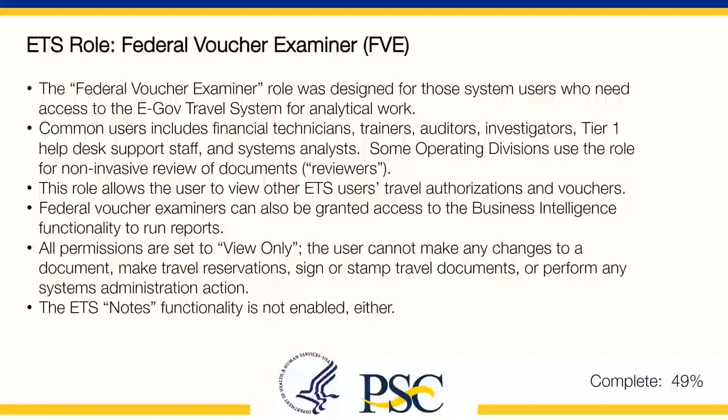This role allows the user to view other ETS users' travel authorizations and vouchers. Federal voucher examiners can also be granted access to the business intelligence functionality to run reports. All permissions are set to view only. The user cannot make any changes to a document, make travel reservations, sign or stamp travel documents, or perform any systems administration action. The ETS Notes functionality is not enabled, either.